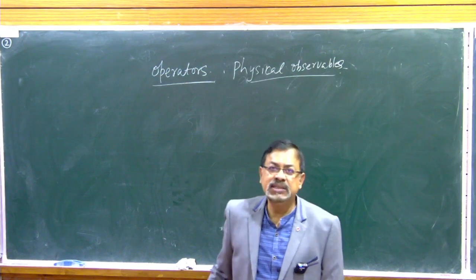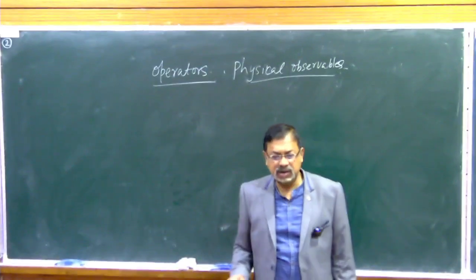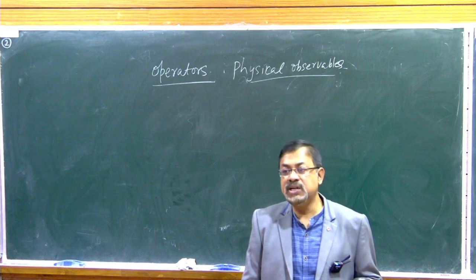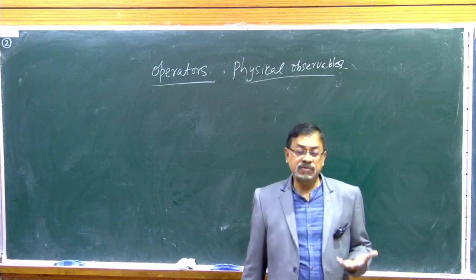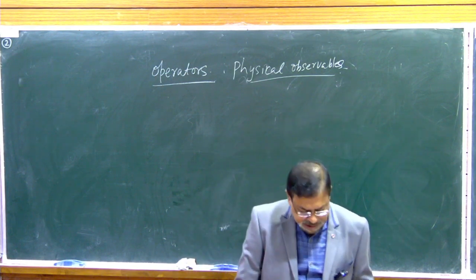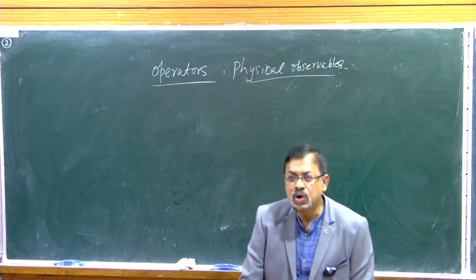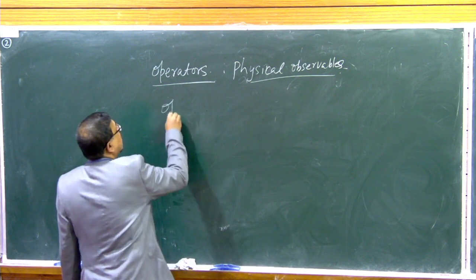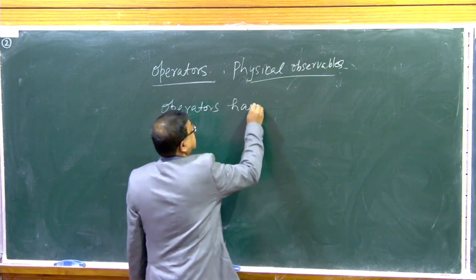Parity is just a right-left symmetry. So if you stand in front of a mirror, your right hand becomes your left hand and left becomes right. So that's also a property of a quantum system, whether it has a right or left inversion property, and that's called parity. So that's a physical observable as well. Any physical observable is associated with an operator, and this operator is actually a matrix. So operators have matrix representations.